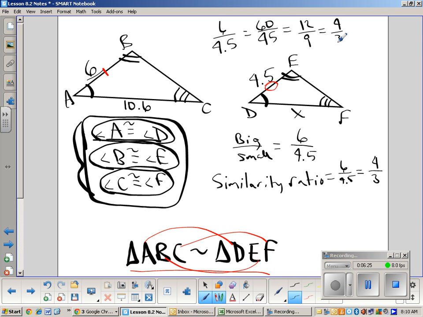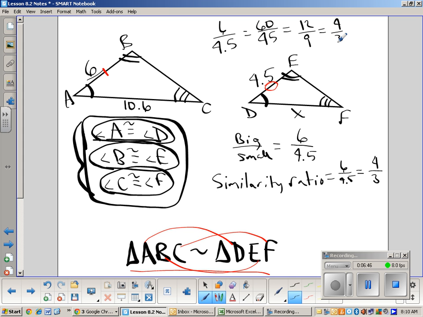So if you have a decimal and you don't see how it reduces, don't be afraid to multiply by 10 or 100 or whatever it takes to get rid of the decimal. Okay? Then reduce it the way you're more familiar with. All right? Any questions on that? So that's my similarity ratio.